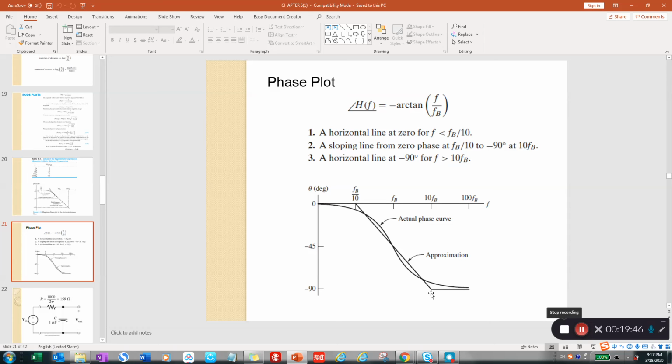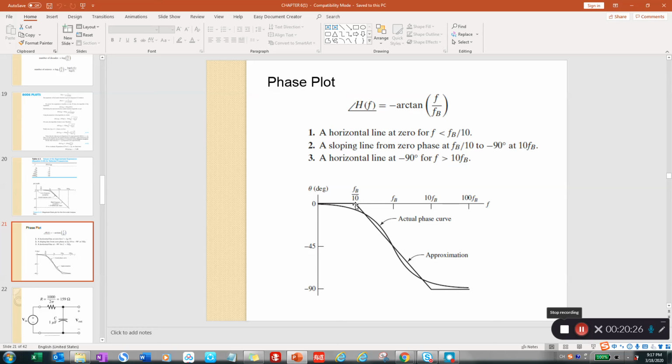And if we continue to increase the frequency, let's say the frequency equals 100 times fb, then you calculate the negative arctangent 100. You're going to get a value which is close to negative 90. So we can use a segment of straight line to represent this part. If f is 10 times fb or even higher, then the phase angle will be negative 90.